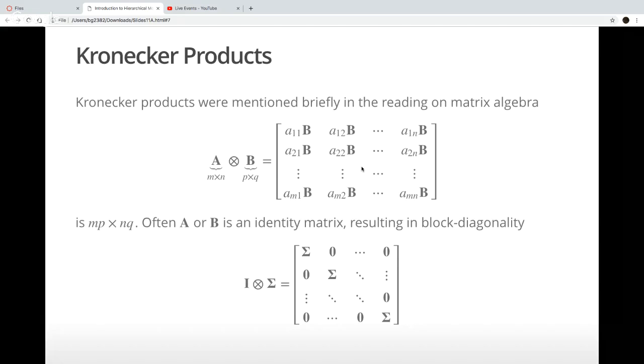Or you can think of it as having a bunch of matrices within a matrix, where each of the sub-matrices is a scalar times B. And the scalars each come from the elements of A.